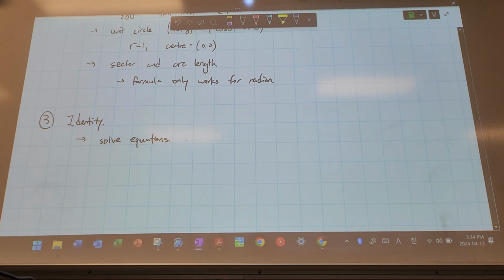Although sometimes the question will guide you through which identity to use, like show that this is that, and then you use that to solve the equations in the later parts. So even if you don't know how to use an identity to solve equations, you still have some other ways, or the question will guide you through them.